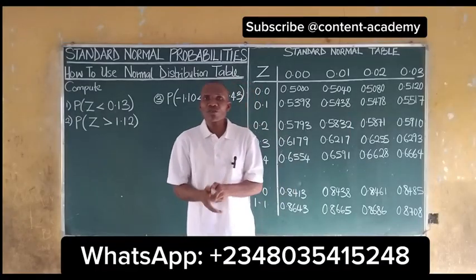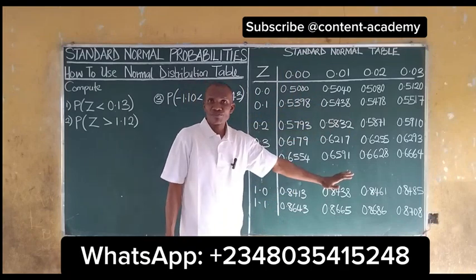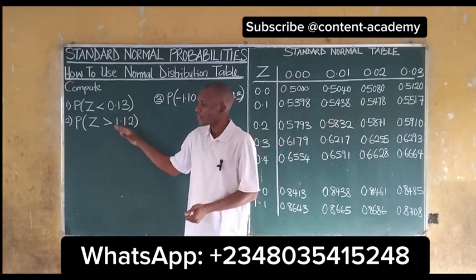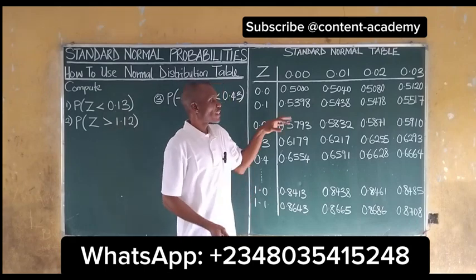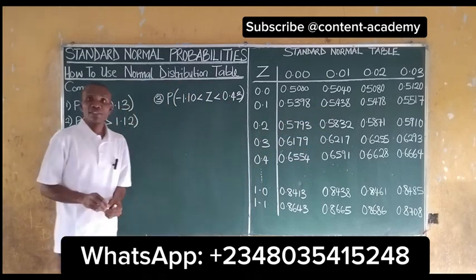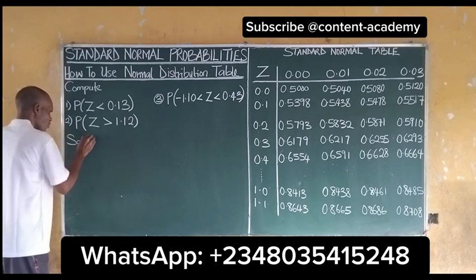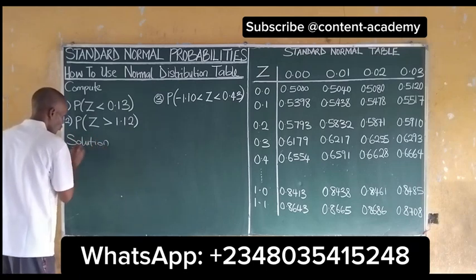In this video, I will teach you how to use the normal distribution table. So we'll have a question here which will enable us see how we can pick out digits from the normal distribution table. Solution. So we have some questions here. How is this table used?